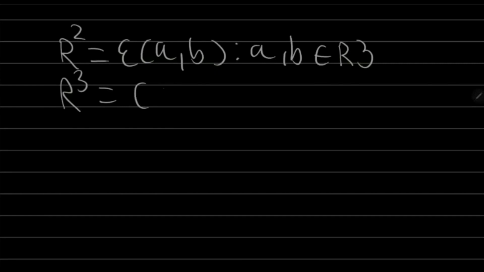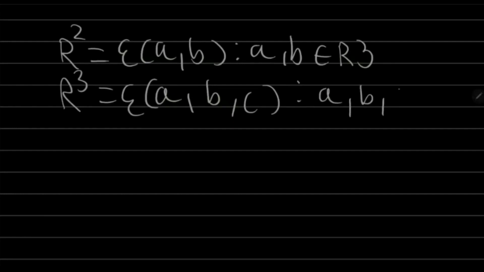R3 is a, b, c. It's some list. So an element in R3 is some list with 3 elements, where all of those elements are real numbers.